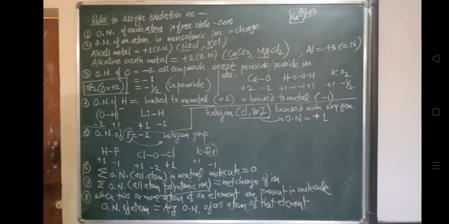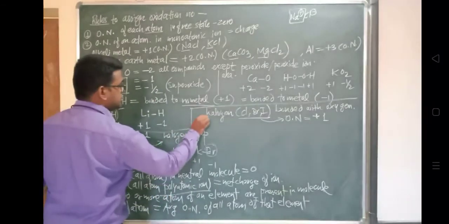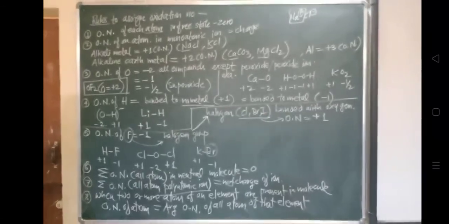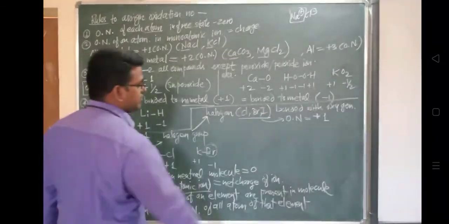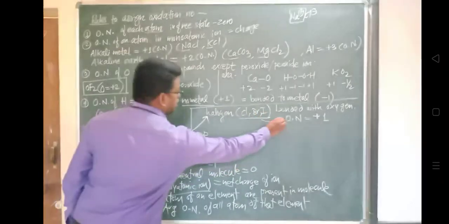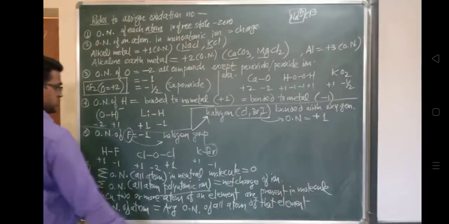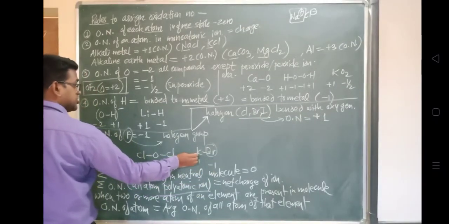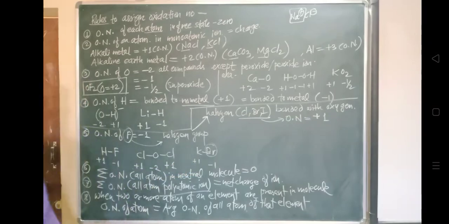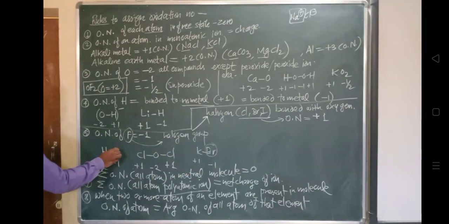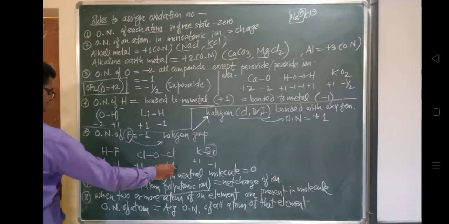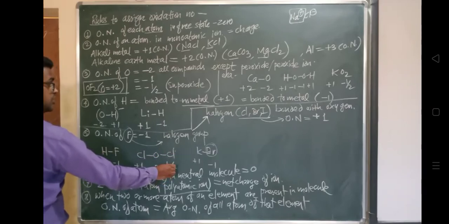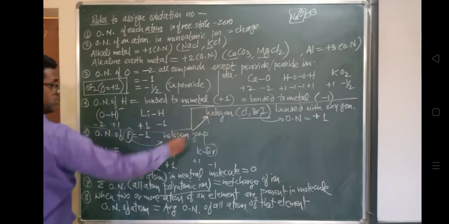So when halogen group members like chlorine, bromine and iodine are bonded with oxygen, their oxidation number is +1. You can see right now this potassium has a +1 oxidation number, and here fluorine is showing -1 oxidation state, and this chlorine is also showing +1 oxidation state because it is bonded with oxygen.